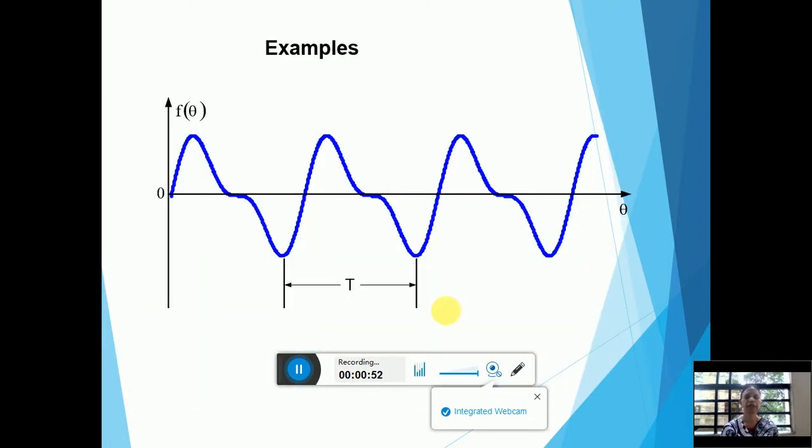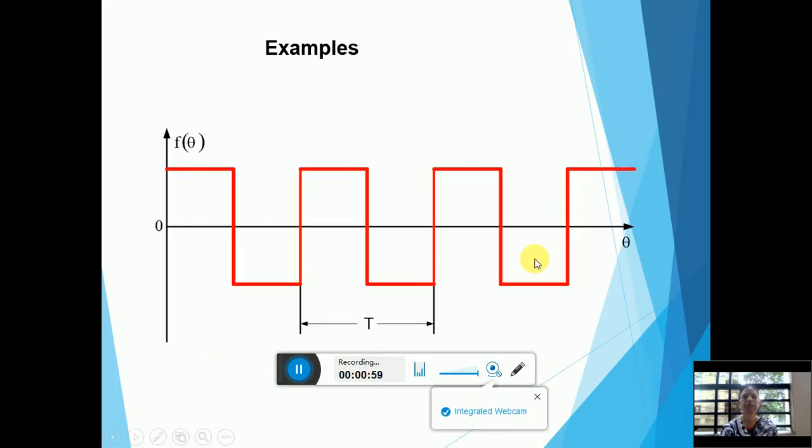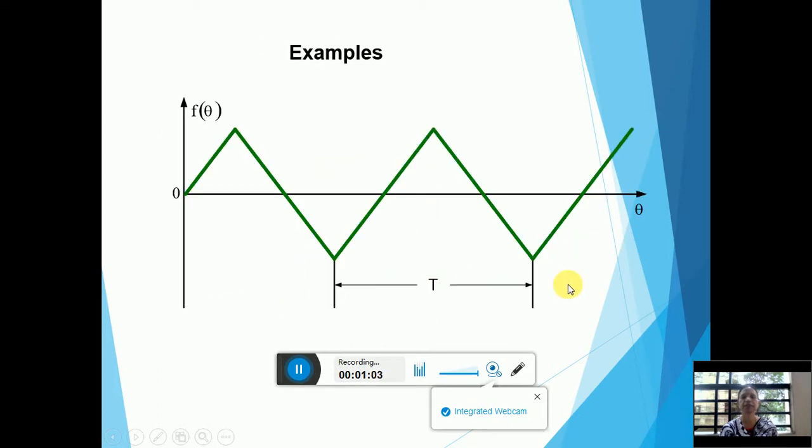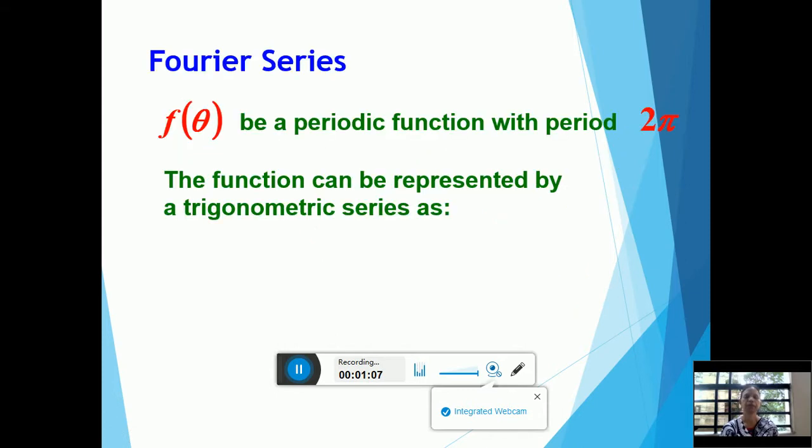Examples are these. As you can see, this is the time period, and this time period is getting repeated. Next, square wave, the time period is getting repeated. This is an example of a sawtooth wave, which is also a periodic wave.